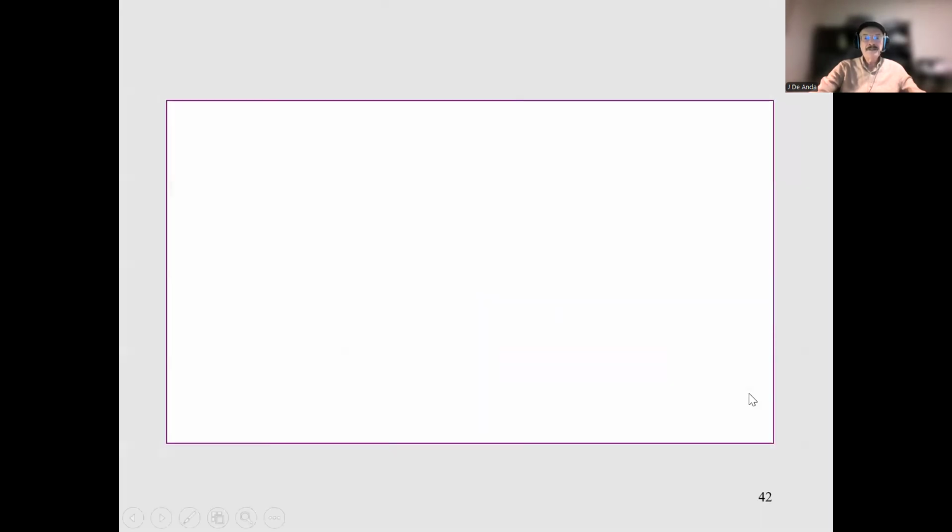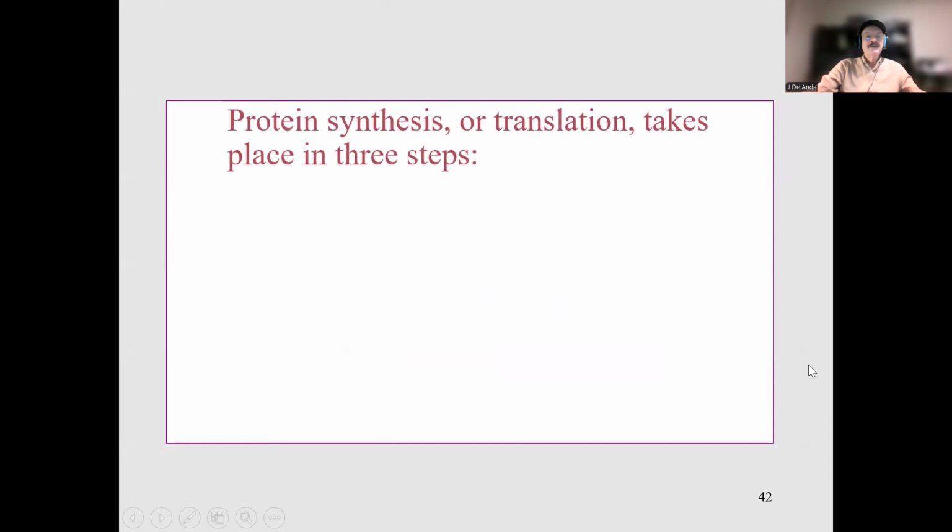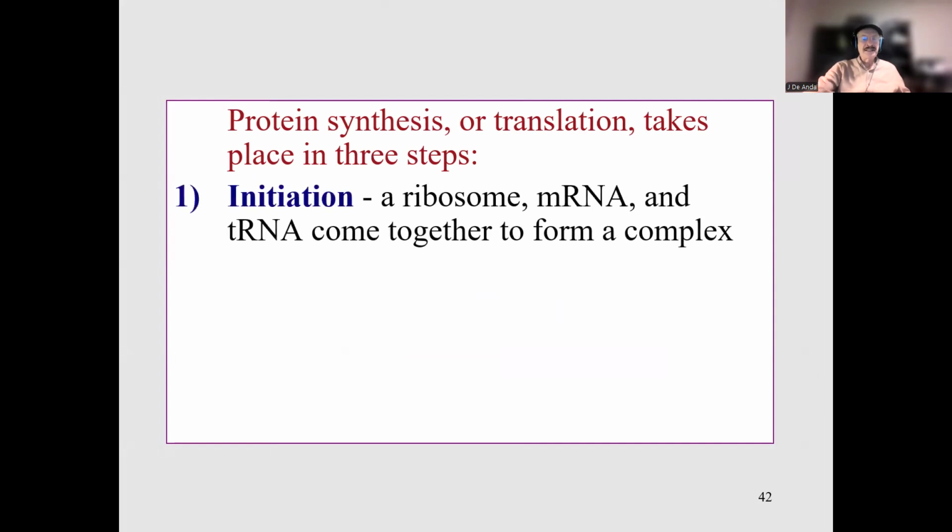Okay, let's go here. This process is going to happen in 3 steps. The first step is called initiation. You're going to form a complex between the ribosome, remember, that is the structure that contains several different proteins as well as ribosomal or rRNA, the messenger RNA, and then a specific transfer or tRNA, and they're going to form a complex.